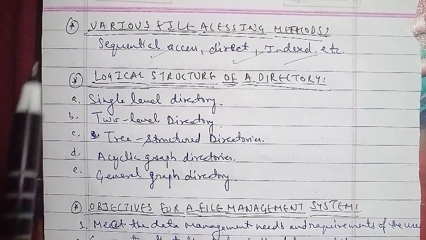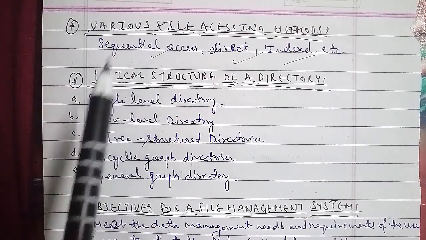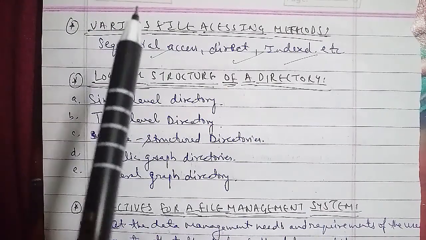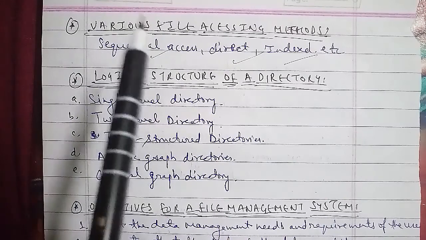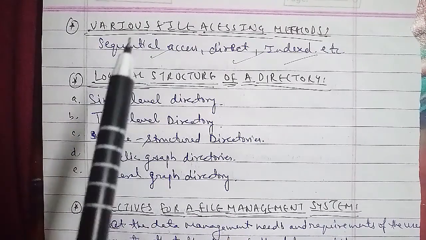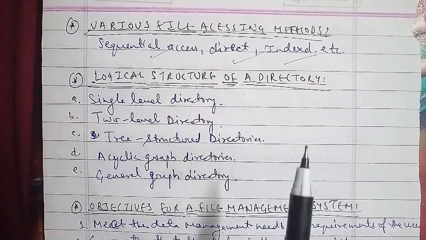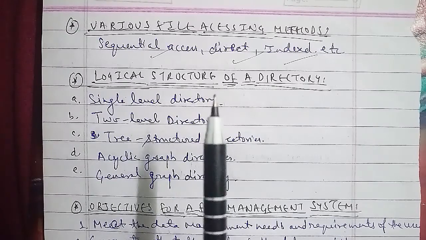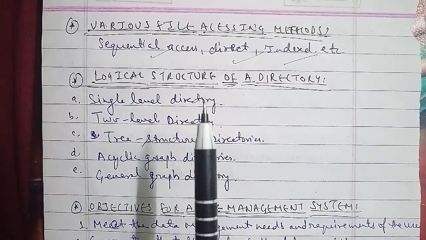The logical structure of the directory: the most common schemes for defining the logical structures of the directory, as you can see, are five types. The first is the single level directory, the second is the two level directory, the third is the tree structured directory, the fourth is the acyclic graph directory, and the fifth one is the general graph directory.